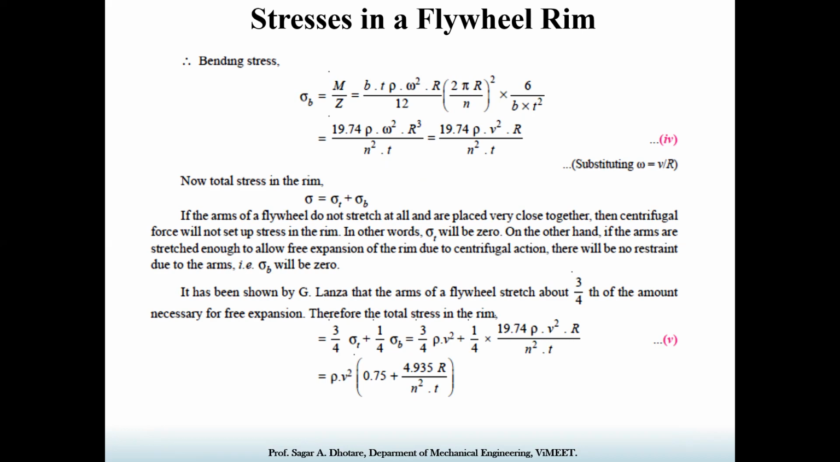Okay, so it has been shown by Mr. G. Lanza that the arm of the flywheel stretches about 3/4 of the amount necessary for free expansion. So therefore, the total stress in the arm is 3/4 of sigma t and 1/4 of sigma b. So the equation gets changed, that is rho v square into bracket 0.75 plus 4.935 r divided by n square into t.